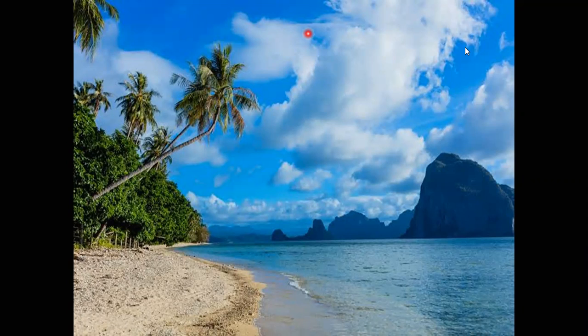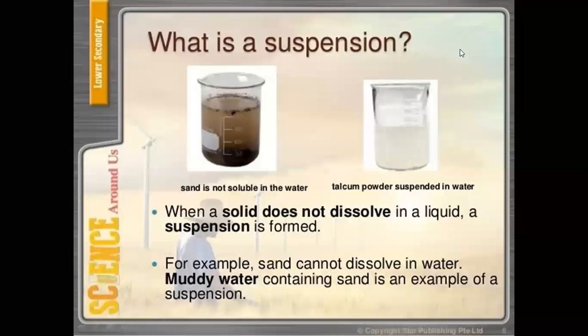The next one is suspension. It is a heterogeneous mixture containing solid particles that are sufficiently large for sedimentation. For example, mud in water. The mud particles are sufficiently large for sedimentation.